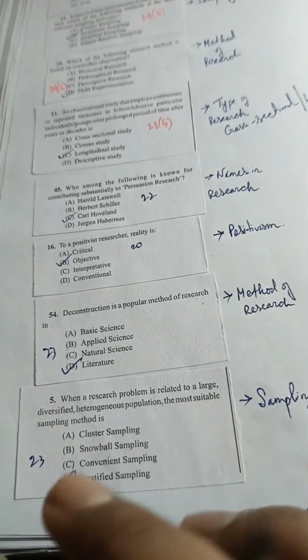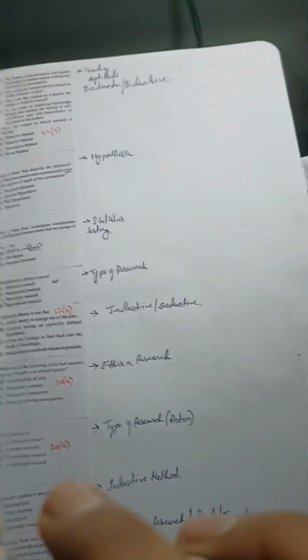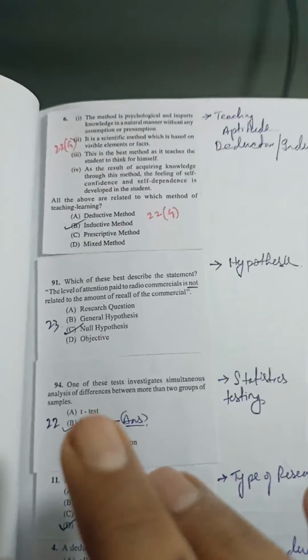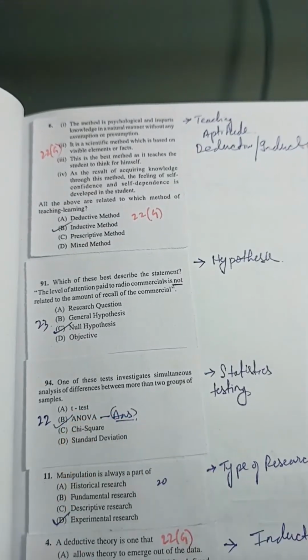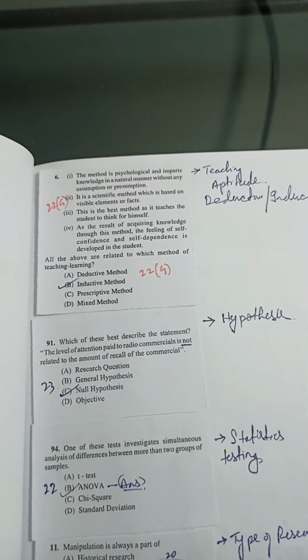All right, now we are moving to the next part of this section. It is given teaching aptitude, deductive or inductive. This is a mixture. This research is actually a mixture of teaching aptitude and research as far as my concern, but mainly this is from teaching aptitude. While segmenting these PYQs, I made a mistake. I put it in research, but actually this is from teaching aptitude.